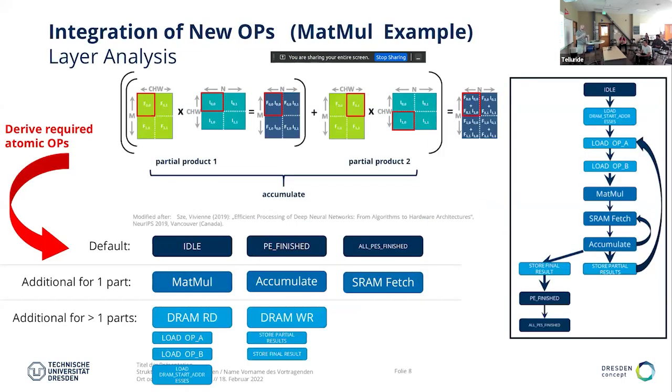How does this look like? So how do I basically construct such a state machine from an operation? This is an example of a matrix multiplication where you would create these partial products. So you tile the matrices and partition them. And then you multiply the tiles to create one partial product. And you would use another partial product and accumulate this.